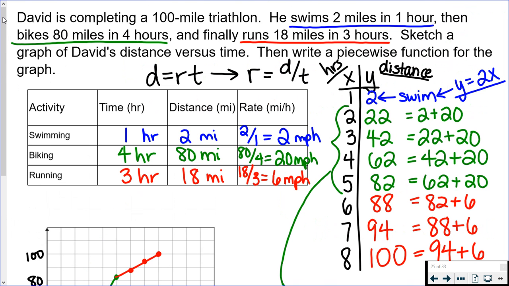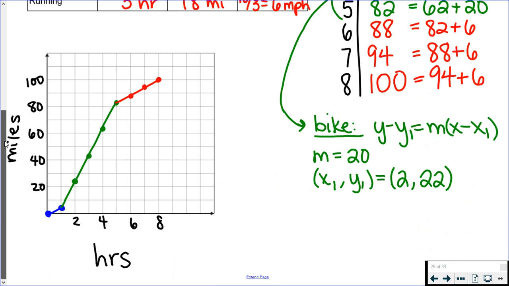I'm waiting for the slide to change because it's a slow computer day, of course. Trying to scroll down. There we go.